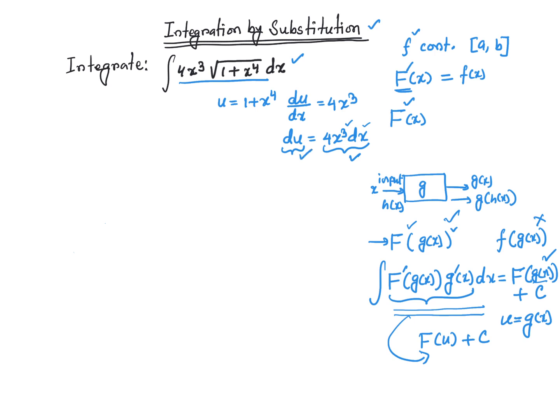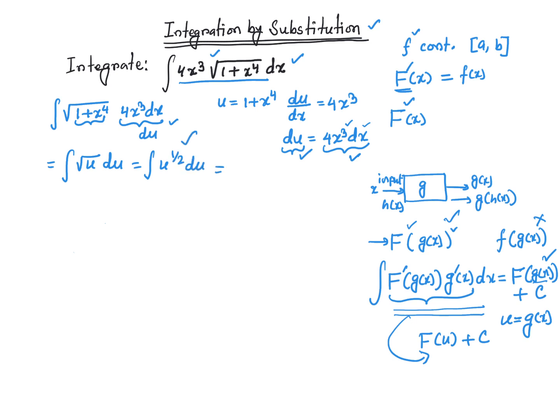Now, if I were to rewrite this, what I'm going to get is the integral of square root of 1 plus x to the power 4 times 4x cubed dx. So I tend to think of this as my du. Now, I can do the following: square root of u, because this is my u, and this is my du. So I'm going to have the integral of u to the power 1/2 du.